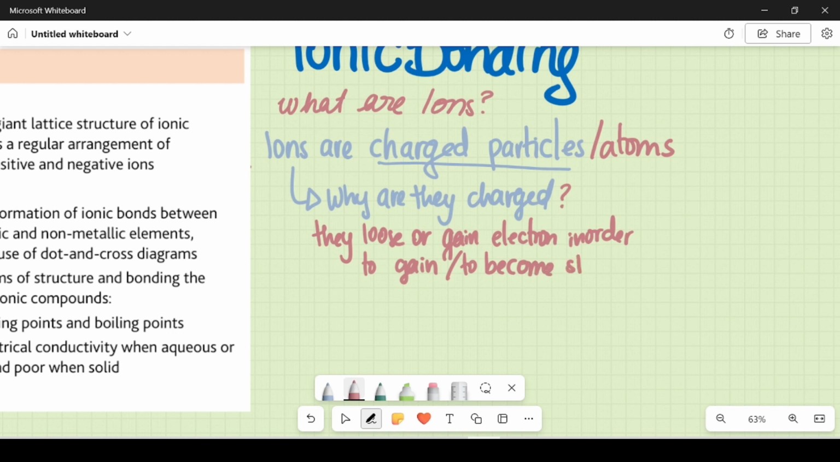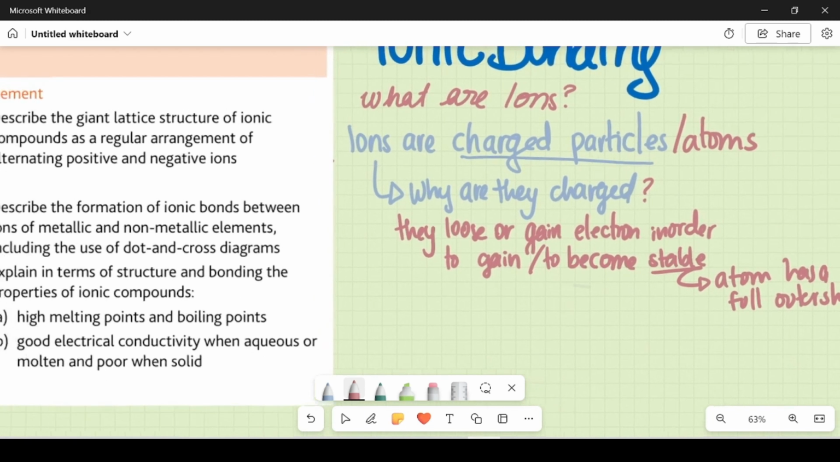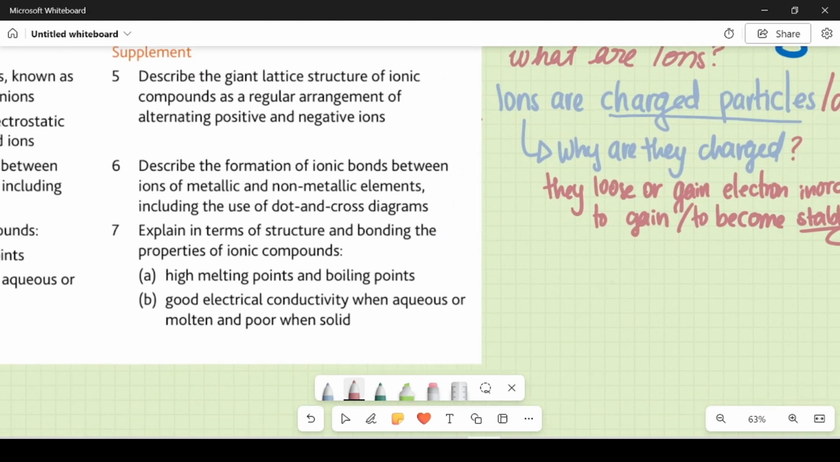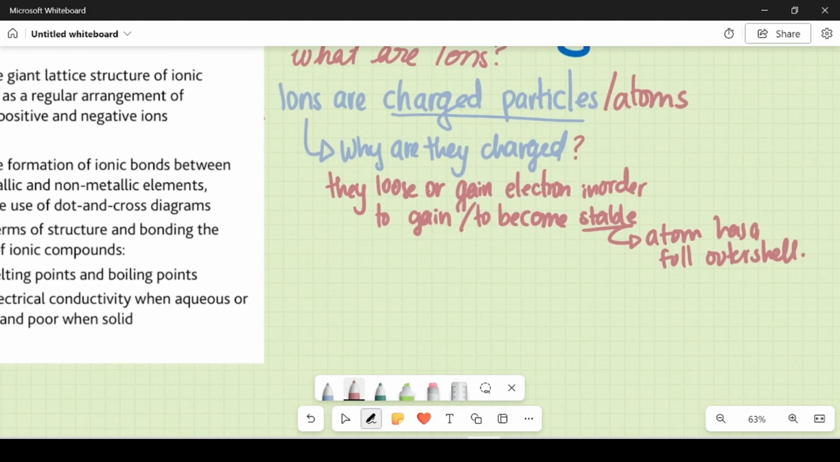stable. And we know a stable atom has a full outer shell. That means either 8 electrons or 2 electrons on its last outer shell. So to become like those noble gases that have everything they want and don't want to react anymore.